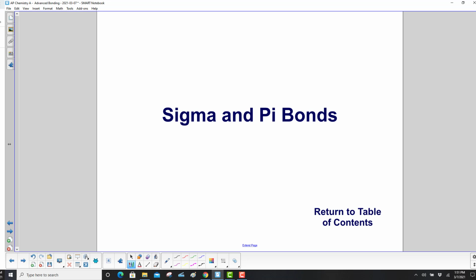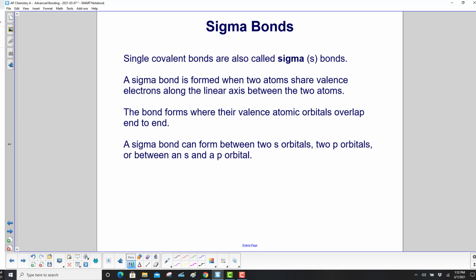Sigma and pi bonds. Single covalent bonds are also called sigma bonds. A sigma bond is formed when two atoms share valence electrons along the linear axis between the two atoms. The bond forms where their valence atomic orbitals overlap end to end. A sigma bond can form between two s orbitals, two p orbitals, or between an s and a p orbital.